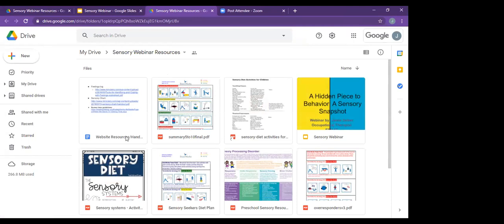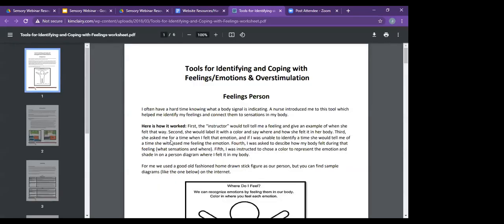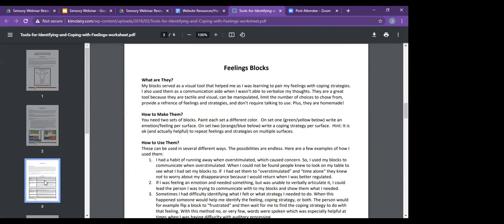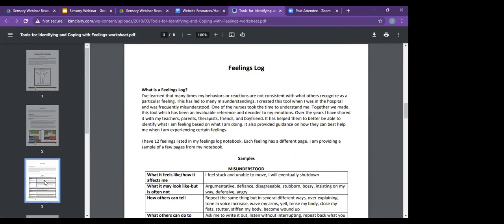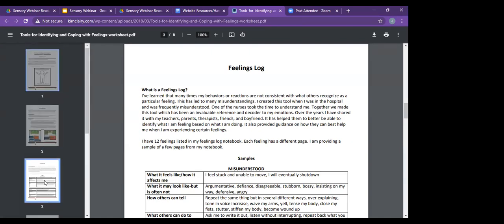Okay, so these are the website resources I was telling you about. So Kim Clary, she's an OT and has sensory processing and autism. And this talks about interoception. I'm not going to go through this in detail, but this is what she used to learn more about interoception and her own body, her feelings, her emotions, and this really helped her conquer an eating disorder that almost took her life. So it's very interesting.